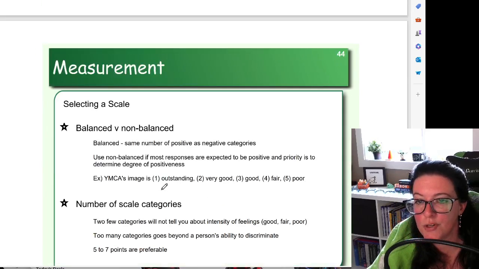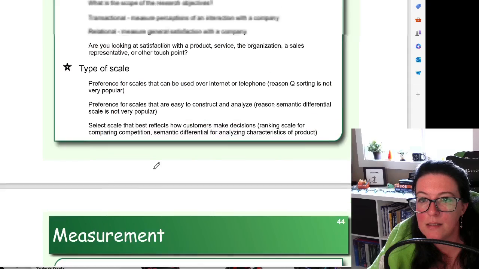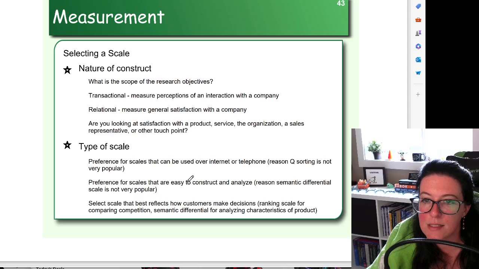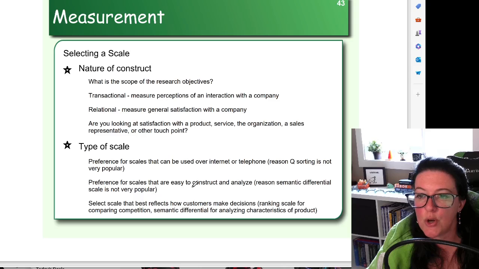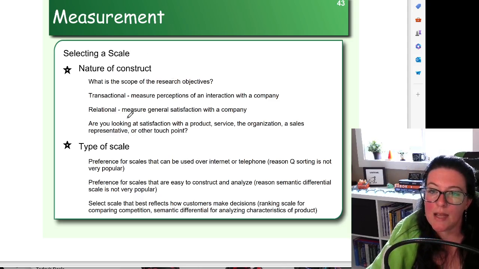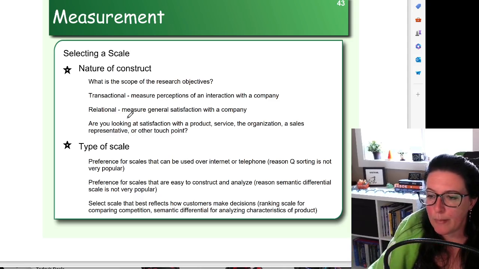Okay, so we're selecting a scale. We need to know forced versus non-forced. How many points? Is it going to be balanced? And we want to make sure that whichever scale we choose, it reflects how customers make their decisions or how respondents know about that information and have an opinion about it. And so the choices and the decisions they're making are reflected in the type of question you're asking, and then ultimately ties to what your organization can do with the information collected.